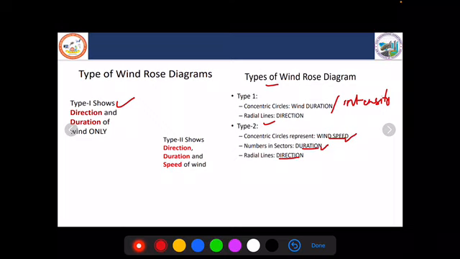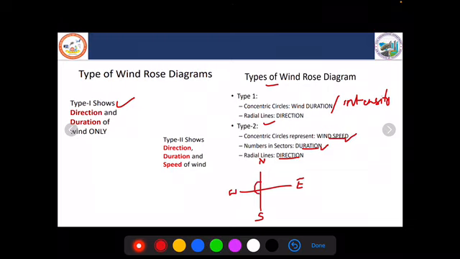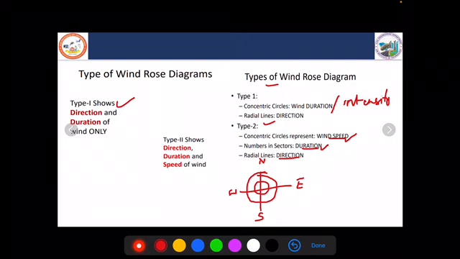In the type 2 Windrose diagram, the radial lines, similar to the Windrose diagram of type 1, indicate the direction of the wind. The concentric circles, which we drew previously in type 1 to represent the wind duration, here represent the wind speed. The concentric circle represents the wind speed.